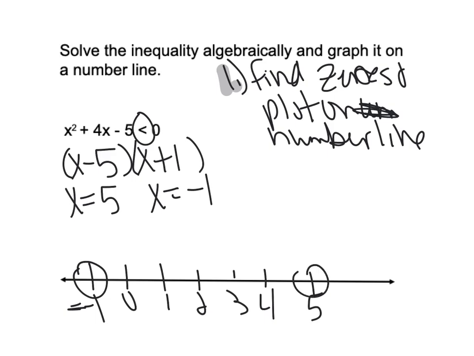Then I just need to test and see if I'm going to shade in between the 2 points or on the outside of the points. Well, if you notice, 0 is in between, so we're going to test the point 0. We're going to put 0 in, which can be 0, those are going to 0 out, and we just get negative 5 is less than 0, which is true, which means we're going to shade where 0 is at, and 0 is in between, so we're going to shade in between.